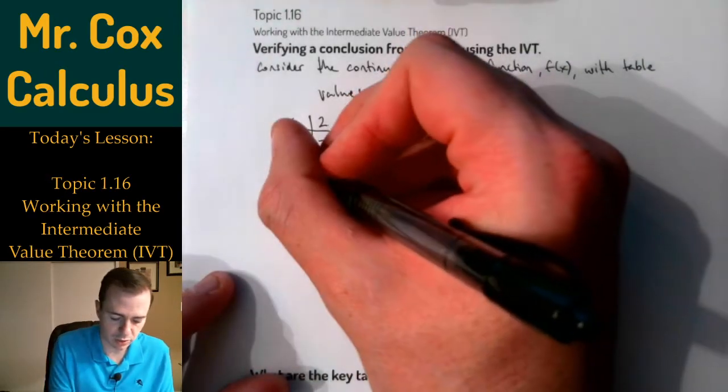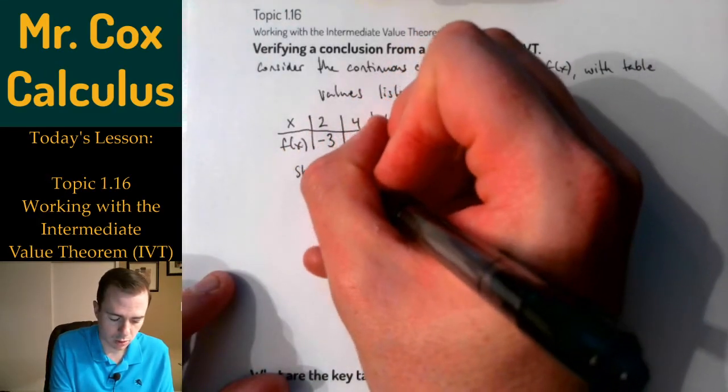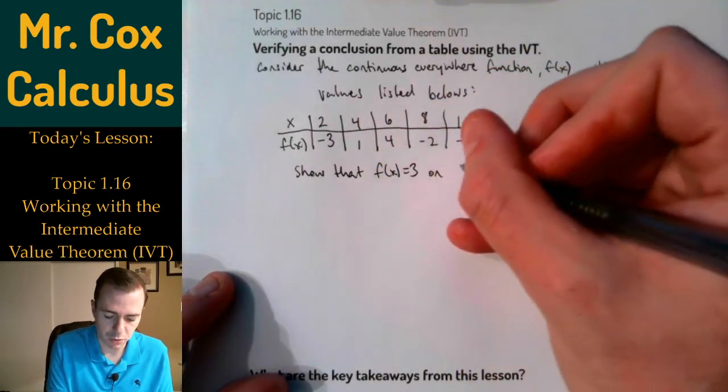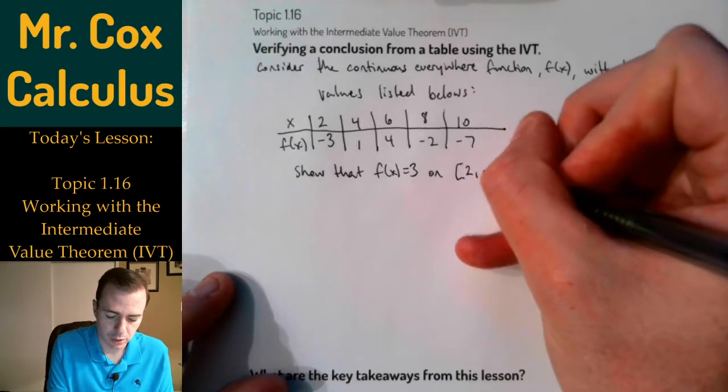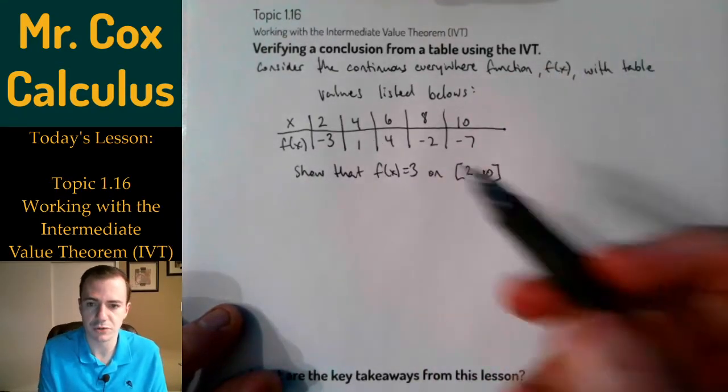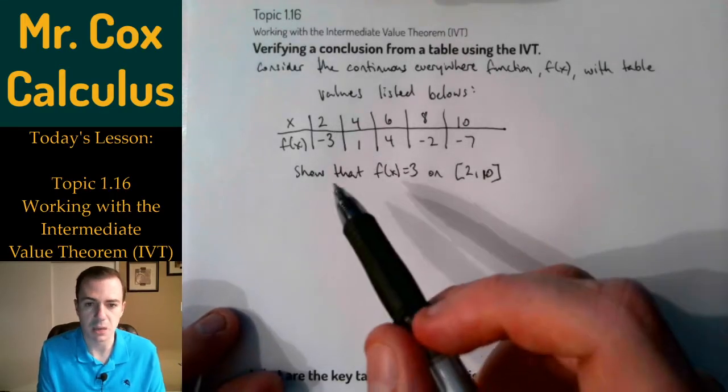And what we want to do is show that f of x is equal to 3 on the closed interval 2 to 10. And that's the interval that we're given right there. So on the closed interval 2 to 10, does f of x equal 3?